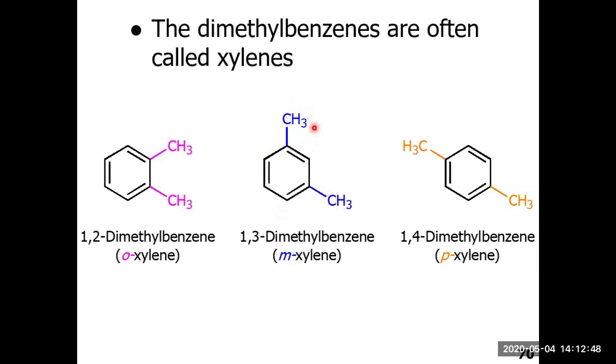If we have two methyl groups bonded to the benzene ring in a 1,3 position, the IUPAC name is 1,3-dimethylbenzene. The common name for this molecule is meta-xylene. And lastly, if we have a 1,4-dimethyl substitution of the benzene ring, the IUPAC name is 1,4-dimethylbenzene. The common name for this molecule is para-xylene.